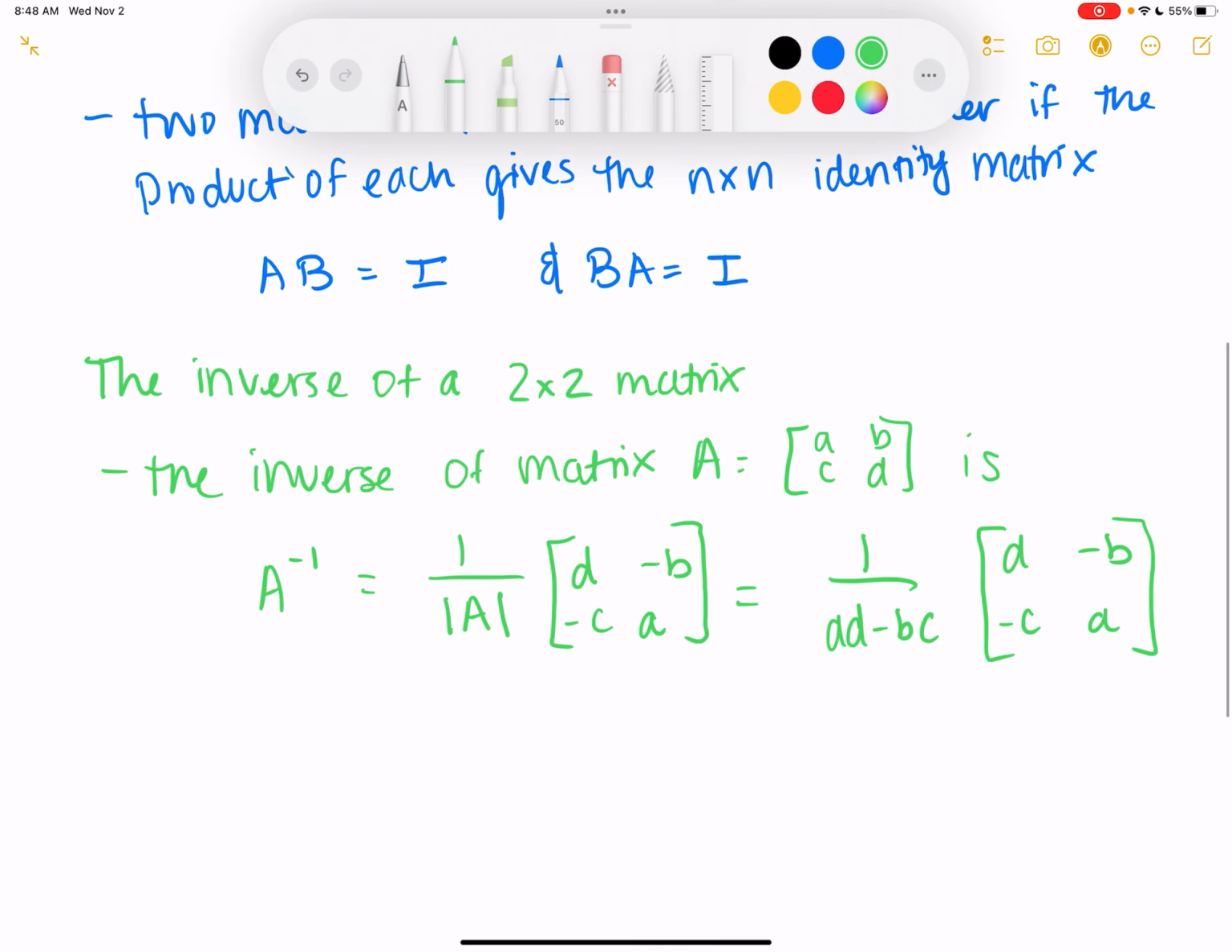And this is assuming that AD minus BC is not equal to 0, because obviously we can't divide by 0 still. That still applies. So that's how we would do that.